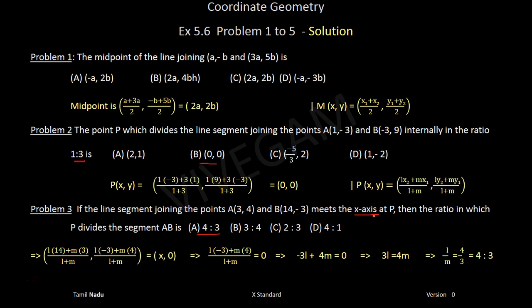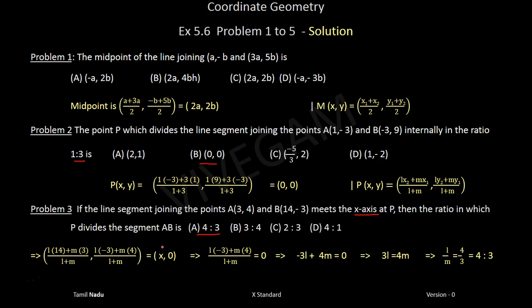That's not external. Unless they specify it, it is internal actually. Since the point is on the x-axis, the y coordinate of point P will be 0. So what are we doing? We are taking the ratio to be l:m. It can be m:n also. It doesn't matter. I have taken this l:m.